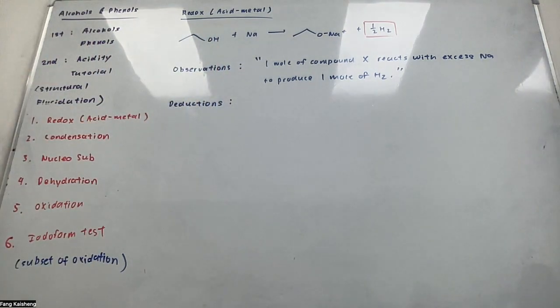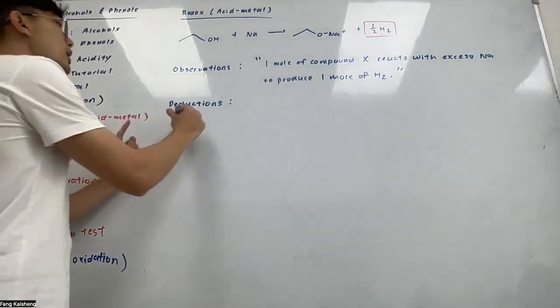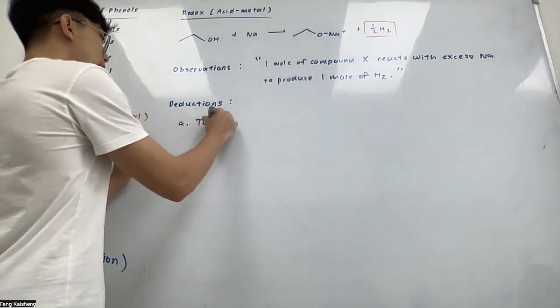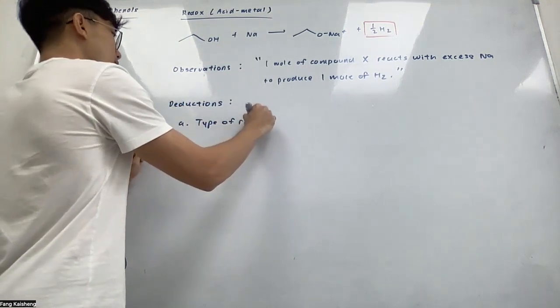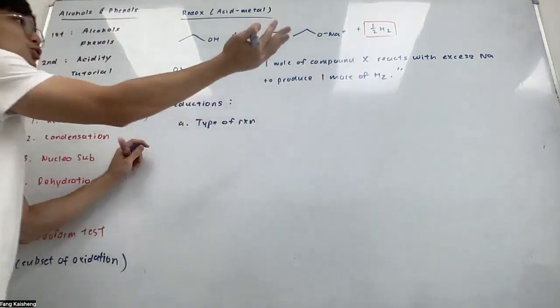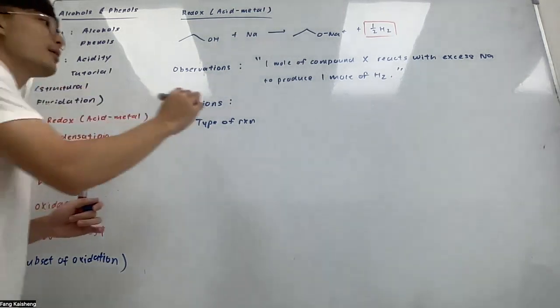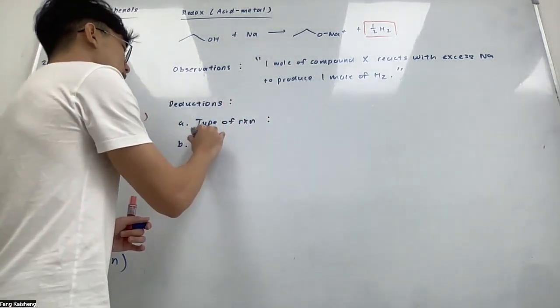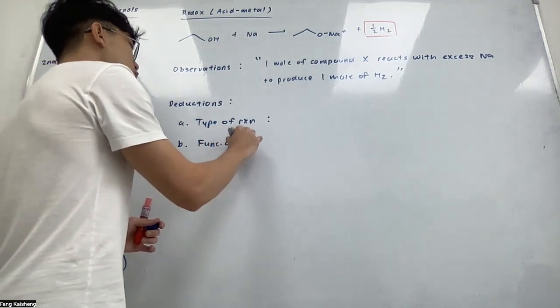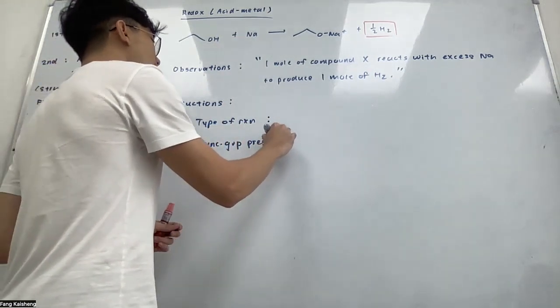And to earn 1 deduction mark, I need you all to write down 2 things. A, I need you all to write down the type of reaction. What is this reaction that happened? Is it electrophilic addition, nucleophilic substitution, or whatever? Must write it down. Then afterwards, the important part is what's the functional group? The functional group present in this compound.